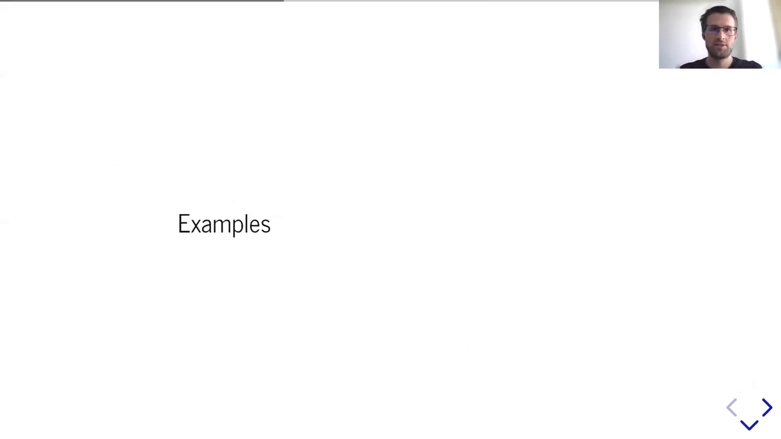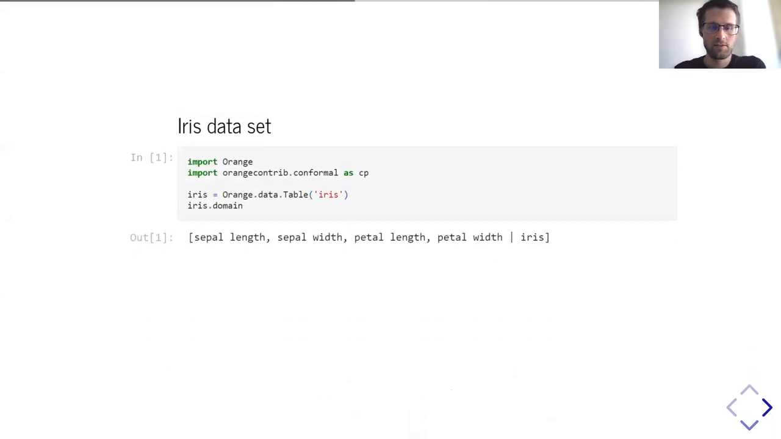Okay, so let's look at some examples so that this starts making sense. We'll start with the Iris dataset. The Iris dataset is a pretty standard classification toy dataset. We have a set of, I think, 150 flowers, which are described by four different leaf lengths: sepal length, sepal width, petal length, and petal width, and the type of this flower, which is one of three iris types. It is either iris setosa, iris versicolor, or iris virginica. To use this conformal add-on, we need to import Orange, import this add-on, and then we can start exploring. First, we load the table and look at the domain, just so we know what we're dealing with.